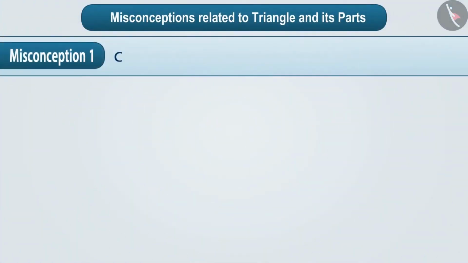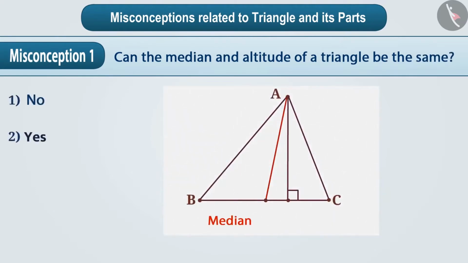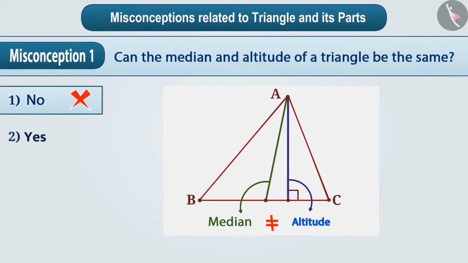Misconception 1. Can the median of a triangle be equal to the altitude? Often in the examples, the median and the altitude are represented by different line segments, because of which children believe that the median and the altitude are always two different line segments. Therefore, children begin to assume that median and altitude of triangle can never be the same. With this understanding, they give the wrong answer and select option 1.